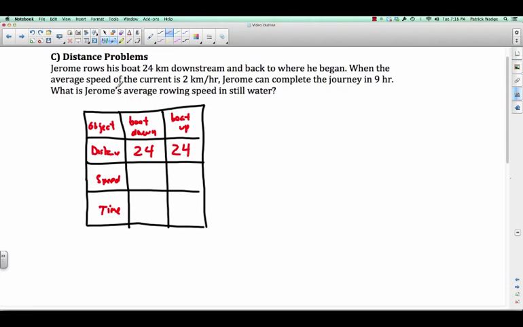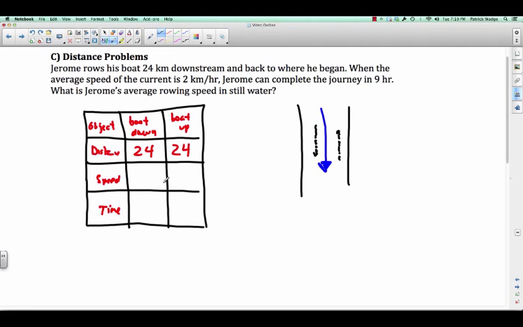Speed, when the average speed of the current. Now, a word about current, if you don't know what current is, here's my stream, and the water's going this way. This is the current, right? The water tends to go this way. If Jerome is in his boat and he's moving this direction, he's moving down here, that means he's going downstream. He's going with the current. But if he's going this direction, he's going up like this, that's upstream. He's fighting against the current. So let's look at when he's going downstream.